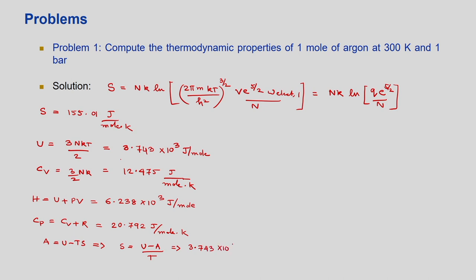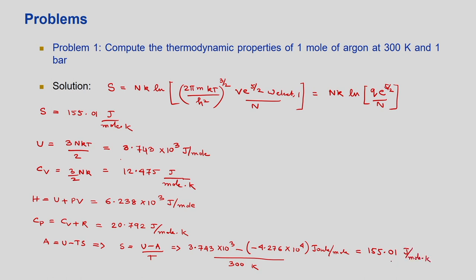3.743 into 10 to the power of 3 minus what is A? A we have found out in the previous example, 4.276 into 10 to the power of 4 joule per mole, by 300 Kelvin. So, these are all in joules per mole, by joules per mole. So, it will be joules per mole per Kelvin units. So, if you do the maths, you will again arrive at the same answer, 155.01 joules per mole per Kelvin.